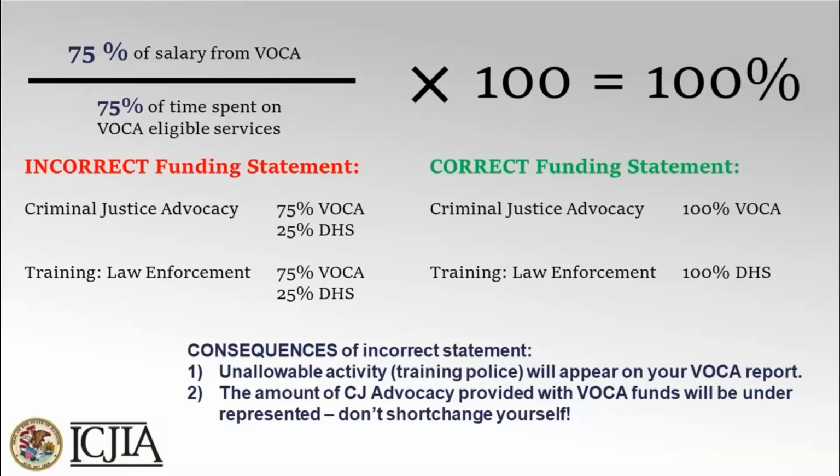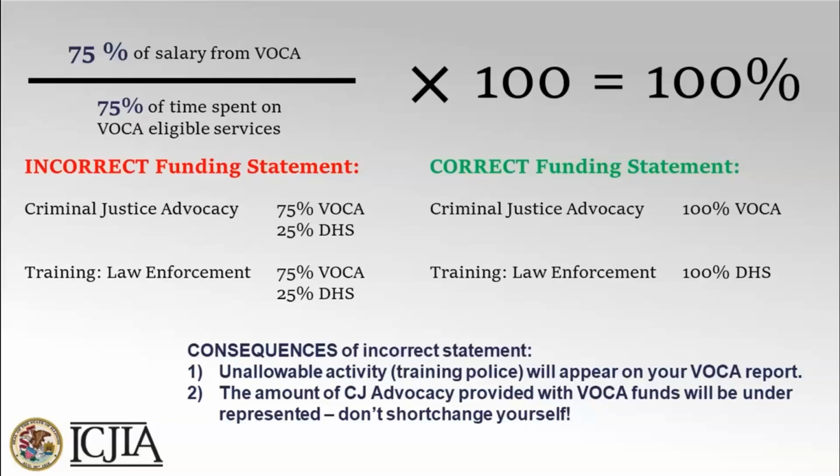You want VOCA to pay for all of their criminal justice advocacy service. You want DHS to pay for all of their law enforcement training, because VOCA doesn't pay for training police officers. So if you do have your statement set up the way it is on the left side, there's going to be two major consequences. First, if you have VOCA paying for 75% of your law enforcement training, that activity is going to show up on a report to your VOCA monitor, and it's going to look like you're using VOCA dollars to conduct unallowable activities. So we certainly don't want that.